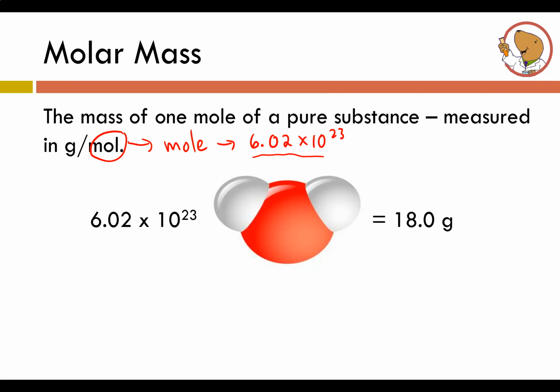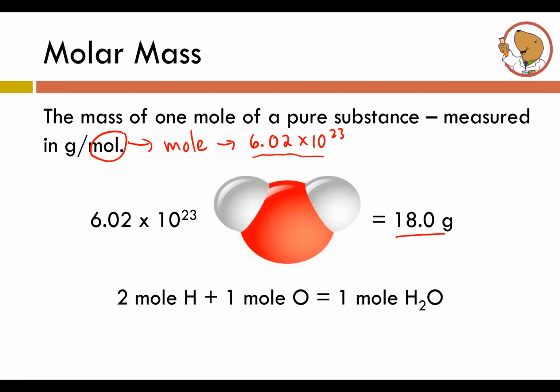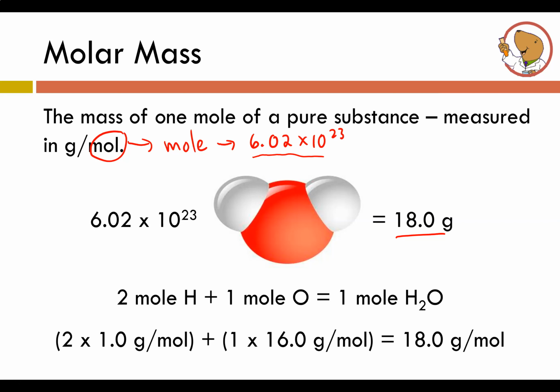Well, that number should look really familiar to you from the previous slide. The mass of 1 water molecule was 18.0 U. This is 18.0 grams. So the math behind finding the number itself is exactly the same. It's really just a change in unit. So I would take the mass of 2 moles of hydrogen, add the mass of 1 mole of oxygen to find the mass of 1 mole of water. Same calculation, different units. Let's go back to the notes for just a moment.